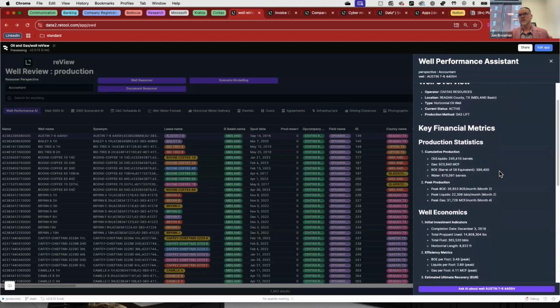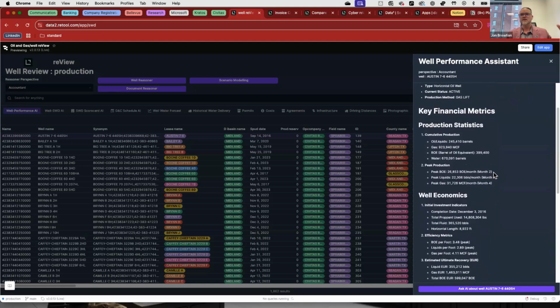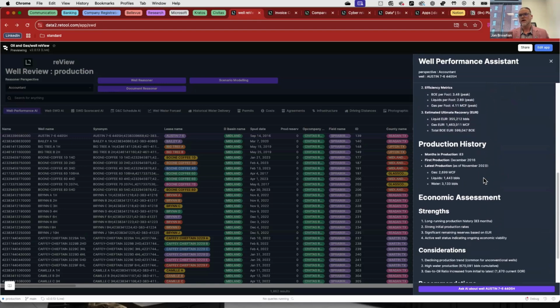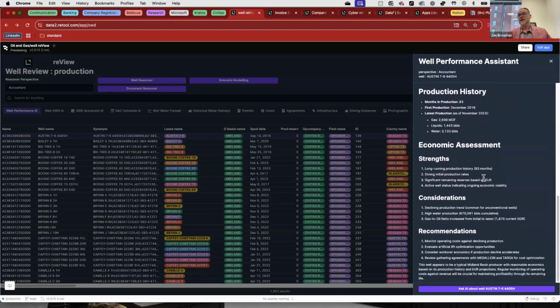It tells us what our financial metrics are, the production statistics, the well economics, the peak efficiencies, when we produce the well, what the economic assessment is, and some of the strengths and considerations for managing this asset forward. So from an accountancy perspective, from an asset management perspective, we can dive in on that basis. And it's because of the way that we build these models. They are inherently multimodal in nature.